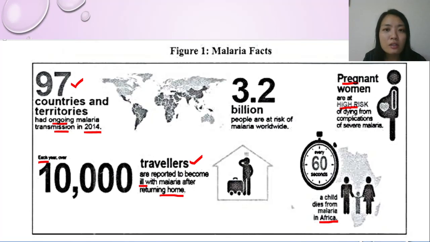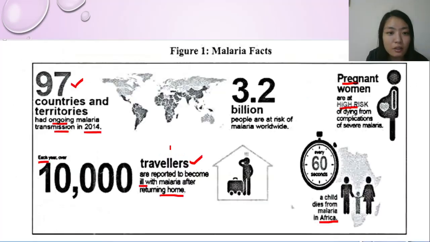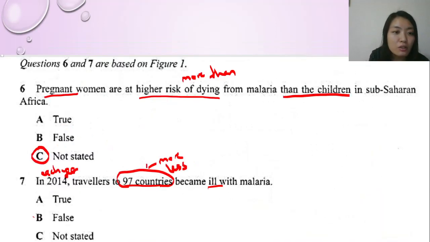So actually, this sentence is a direct contradiction. Alright, you see, in 2014, it's not 2014, it's each year. In the text, it says each year. Okay, travelers to 97 countries, it could be more, it could be less. Alright, it's just that inside the text, 97 here is 2014, ongoing malaria. But each year, you don't know how many countries. Okay, alright. So you see, there's already a direct contradiction. This sentence and what is inside the text are different things. Because they're totally different, then you choose false. Okay, alright.